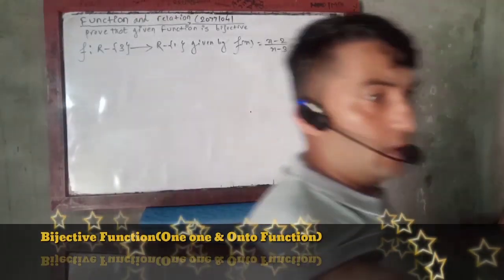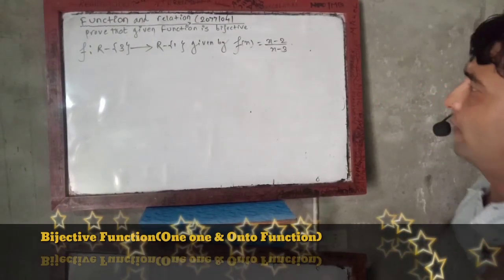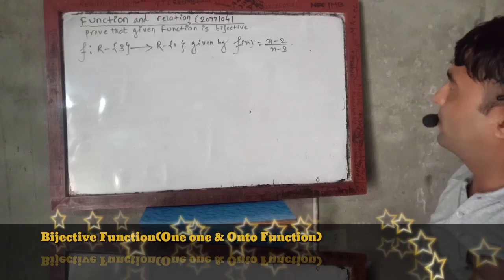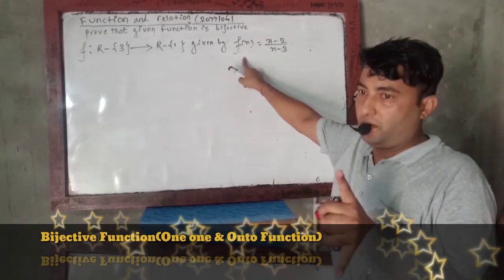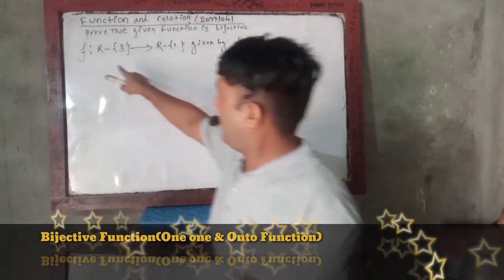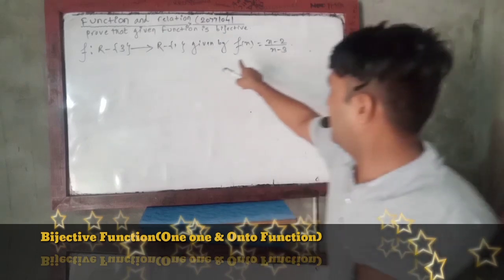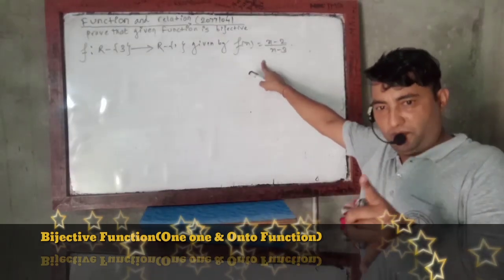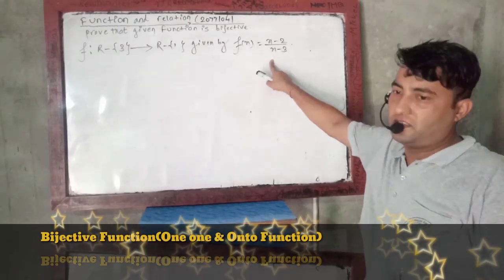Okay. Today's problem is from functions and relations, and the question is to prove that the given function is bijective. The question is: f defined from R minus {3} to R minus {1}, given by f of x equals x minus 2 over x minus 3. This function is bijective. This is to be proved.